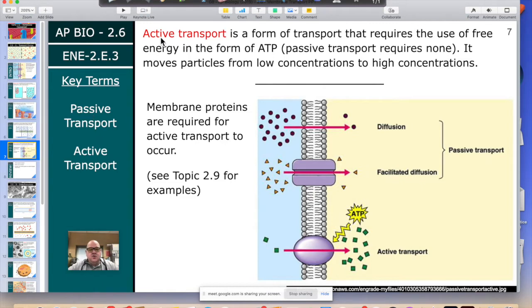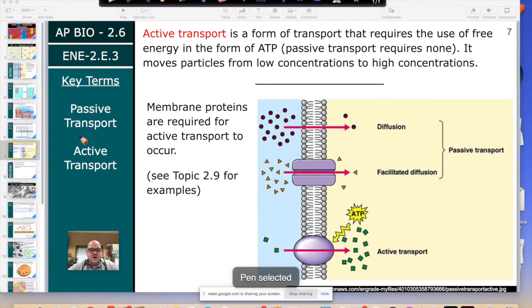So, new section here. We just went from passive transport, and now we're talking about active transport. Active transport requires energy in the form of ATP. ATP will cause these transport proteins to change their shape.